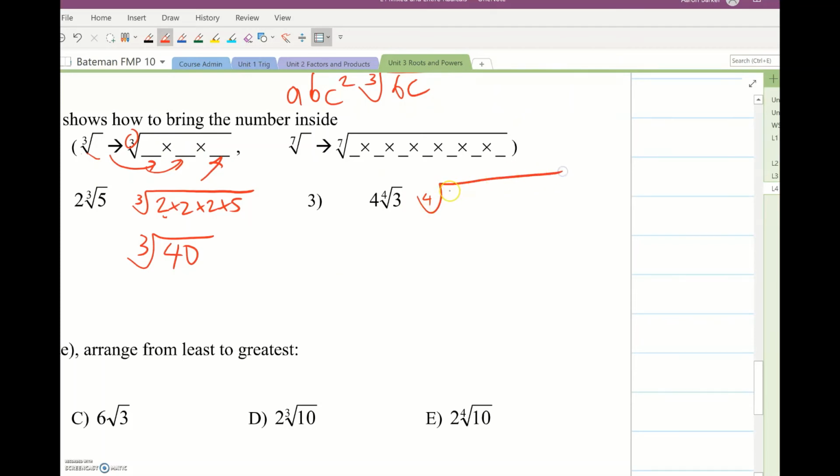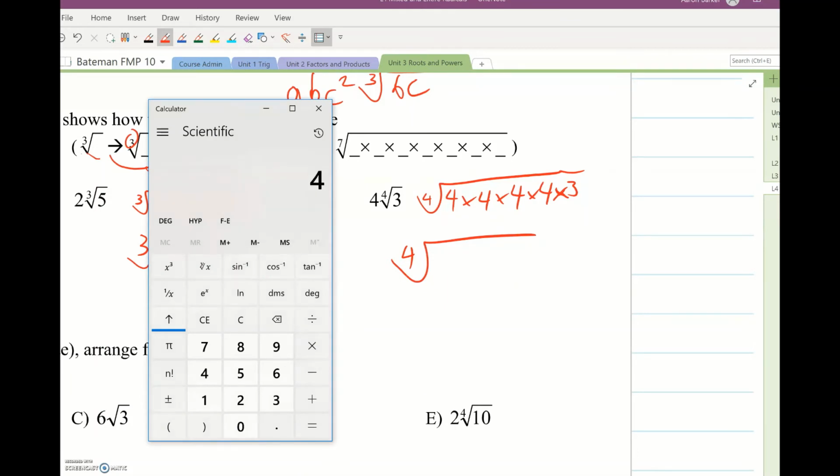So you have to have 4 of them. This one's going to be large. Mr. Barker's going to cheat and use his calculator. You should have done this already. If you didn't, shame on you. You're not really learning. 4th root of what? Go to my calculator. 4 times 4 times 4 times 4 times 3.